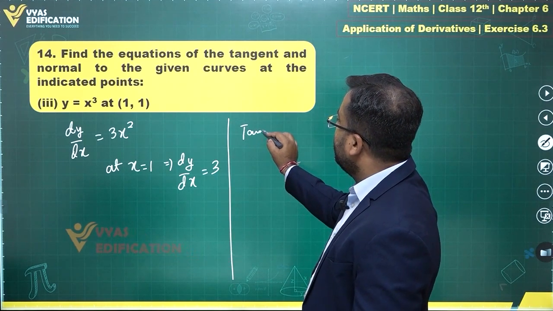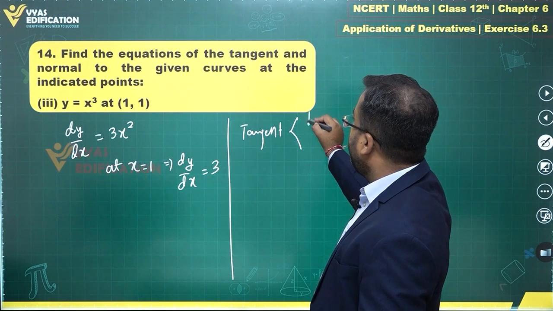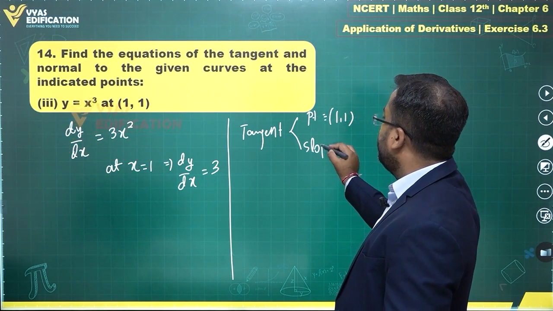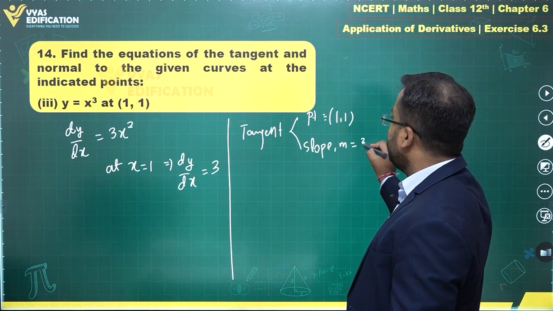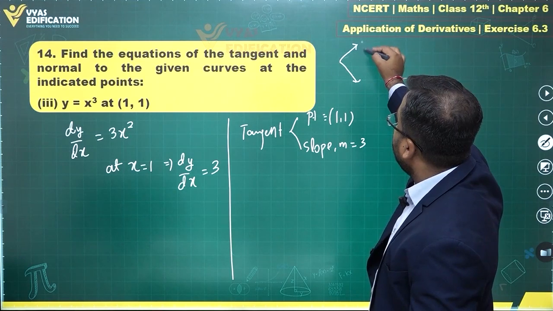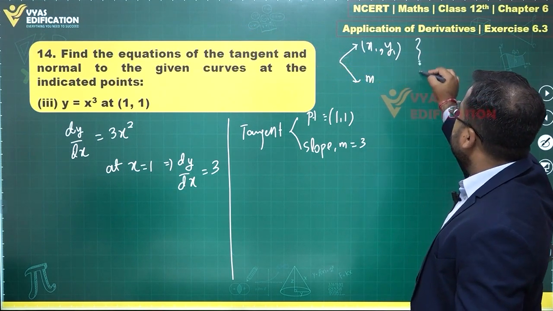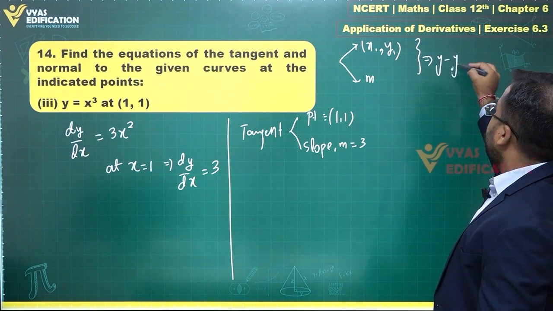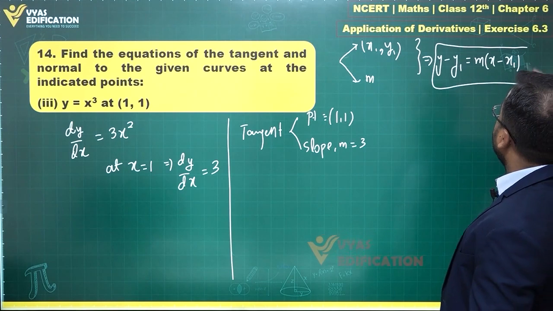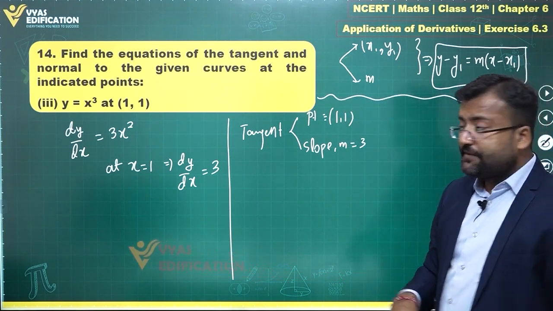Now, the equation of tangent is pretty simple. For tangent, you have two things. What are the two things? You have point. Point is 1, 1. You have the slope. Slope, which is m, is equal to 3. And if you have point x1, y1 and slope m, you can easily find the equation of line, which is y minus y1 is equal to m times x minus x1. This is how you find the equation of line, right? A pretty simple thing.